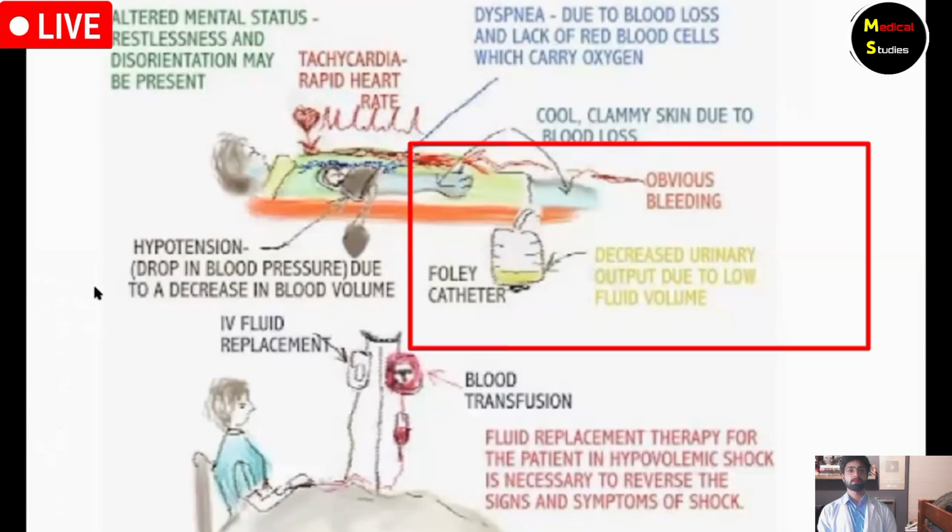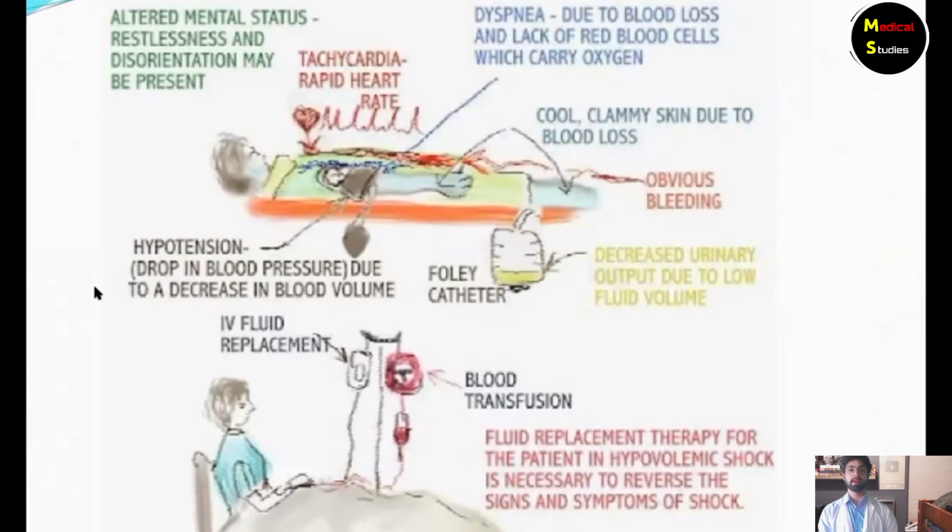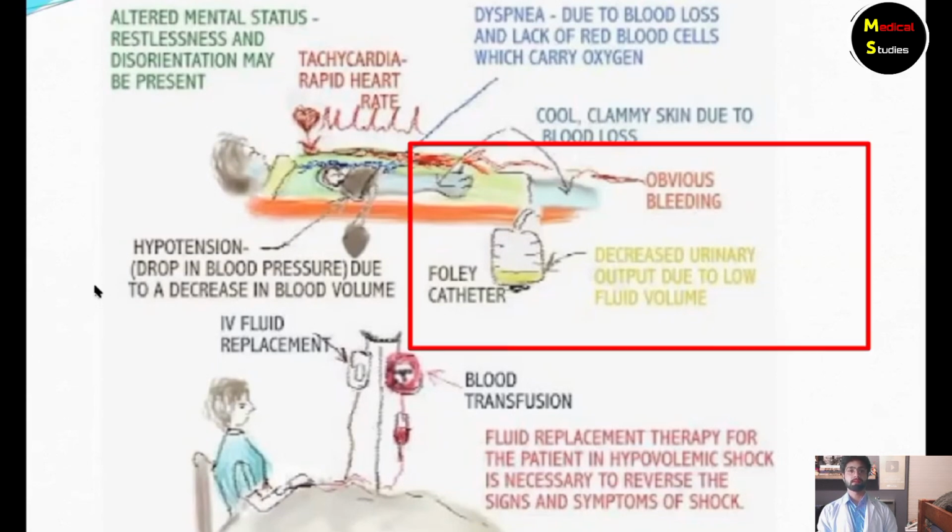Now, Foley's catheter is a type of self-retaining catheter. When we insert it into the urinary bladder, there is a balloon and we inflate that balloon, so it will remain in place. Even if the patient tries to pull it out, it doesn't come out because of the balloon there, and this is called Foley's catheter.